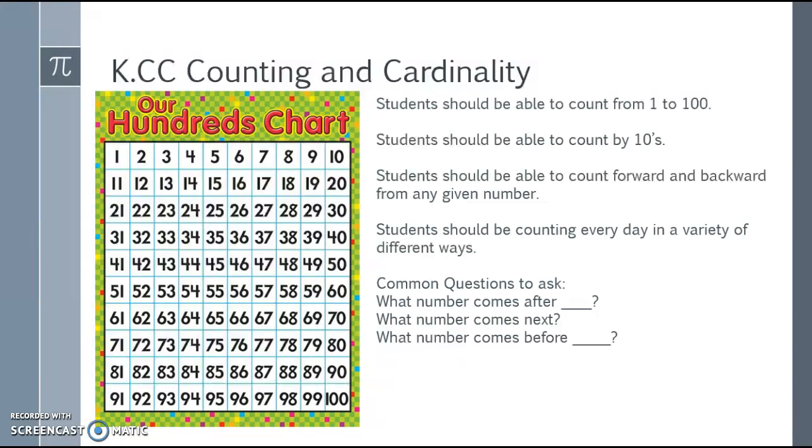Some common questions to ask might be, what number comes after 4? What number comes after 55? Or what number comes next? So if we stopped at 38, what number comes after 38? What number comes before 38? Count backwards 3 spaces from 46. Count forward 5 units from 51. And simply you would just sit in front of a classroom and go through a series of questions every single day until students almost have it memorized.